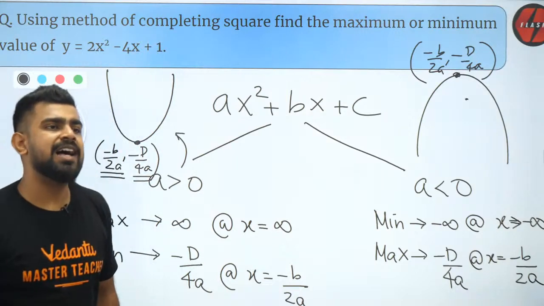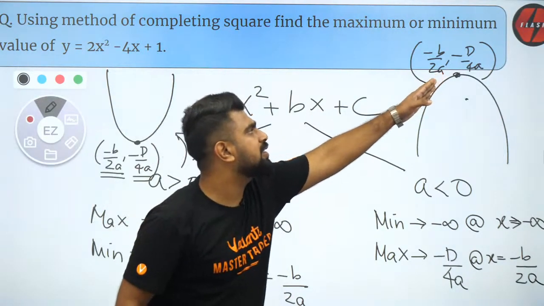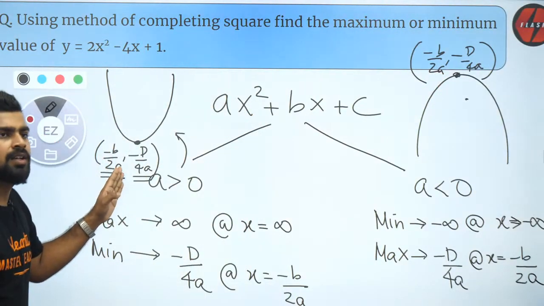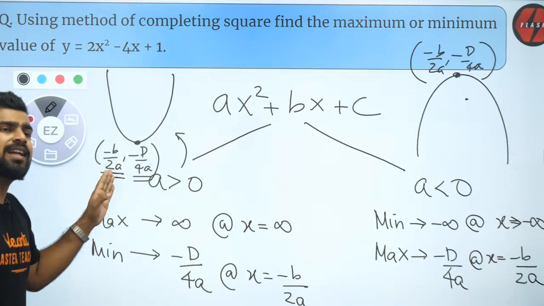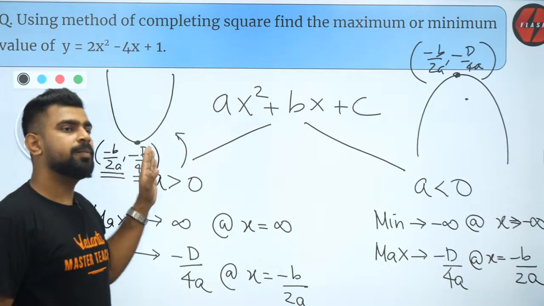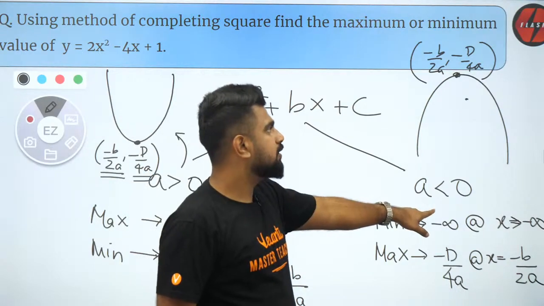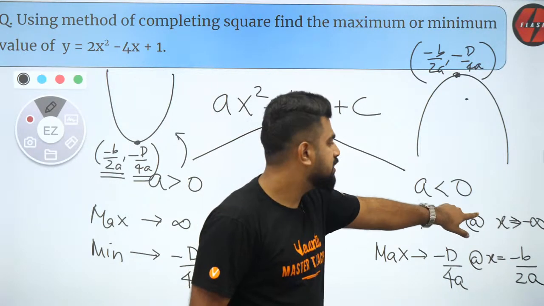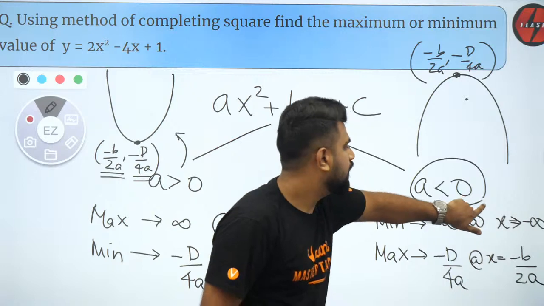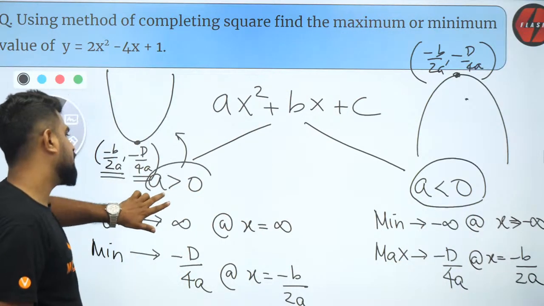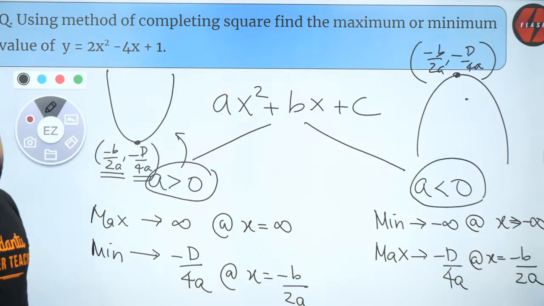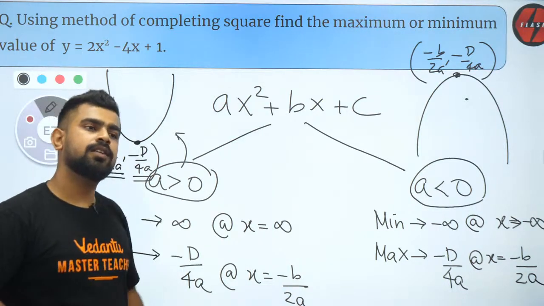Now people might be asking me, sir, how is this also the same? That is because your A is negative here, whereas your A is positive here. Okay, so that is how you do it.